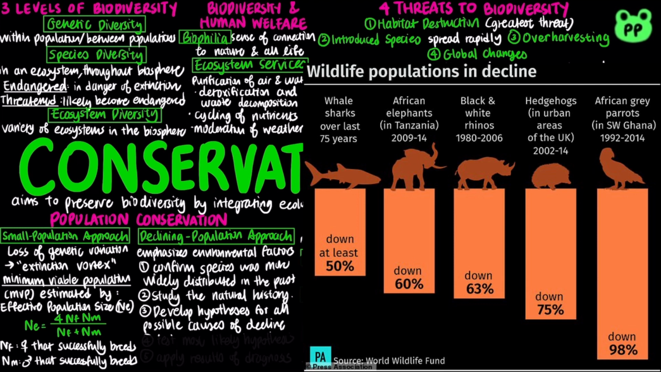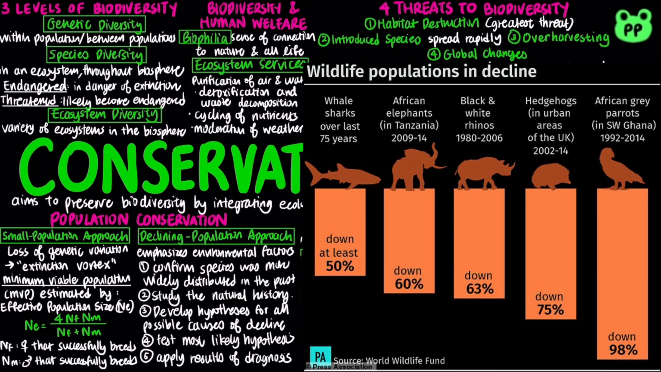Because many factors may be correlated with the decline, test the most likely hypothesis first. For example, remove the suspected cause of decline to see if the experimental population rebounds compared to a control population. Apply the results of the diagnosis to manage the threatened species and monitor its recovery.